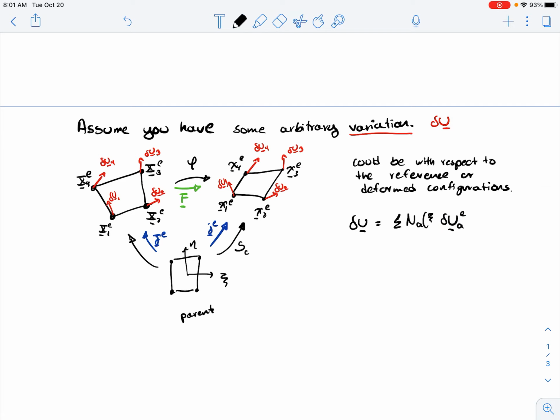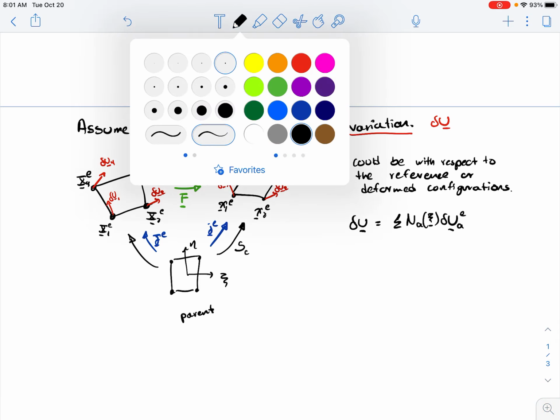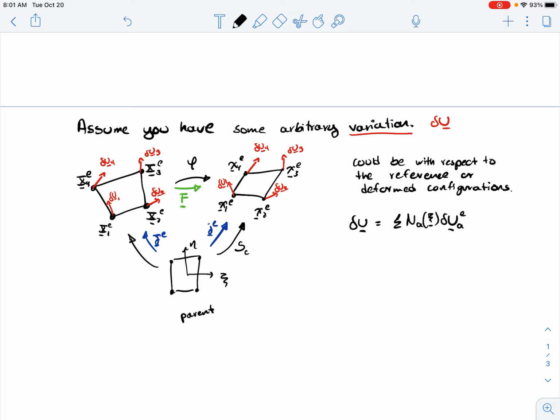I could have the shape functions, which are in terms of xi, to interpolate the variation anywhere inside of the quadrilateral. This delta u is the same no matter whether I do it for the reference or the deformed configuration. So this will be interpolation in the parent domain, and you can always associate this with the reference or the deformed x's.